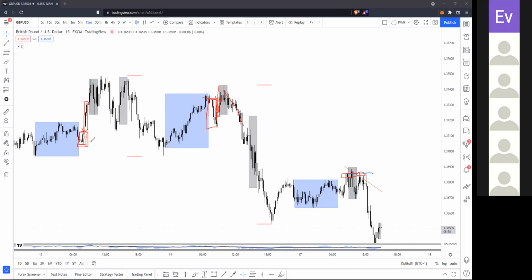Okay, so Frankfurt session here from 7 to 8. After Frankfurt session is done and London didn't take the high or the low of Frankfurt session, in the future New York will probably do it. Somebody has to take this low here.